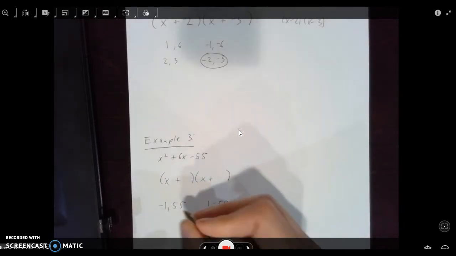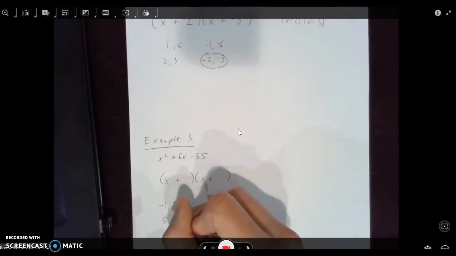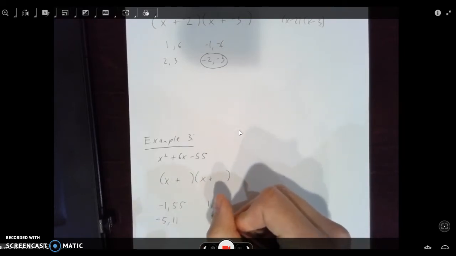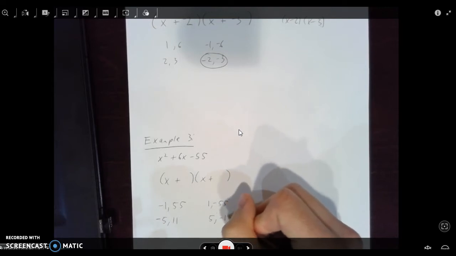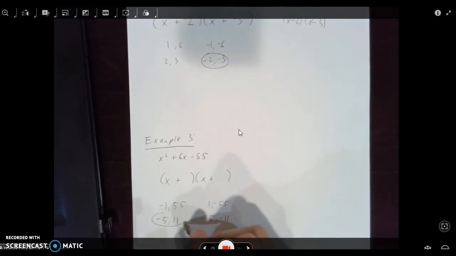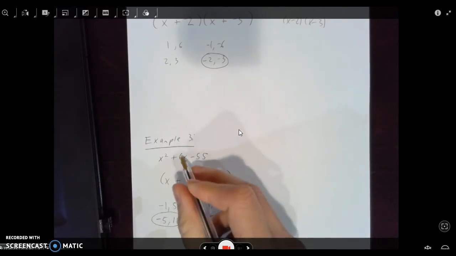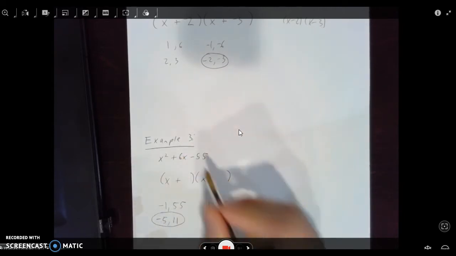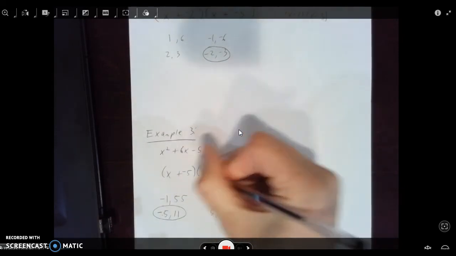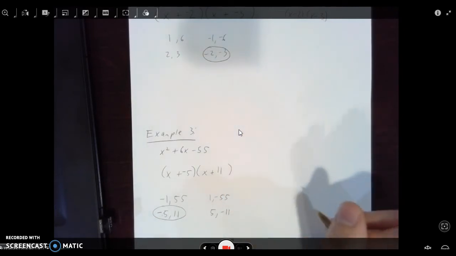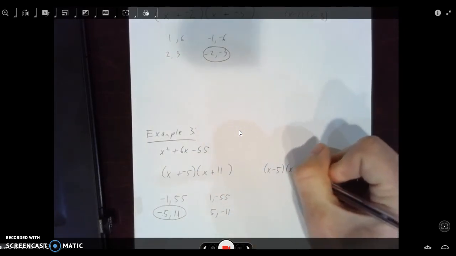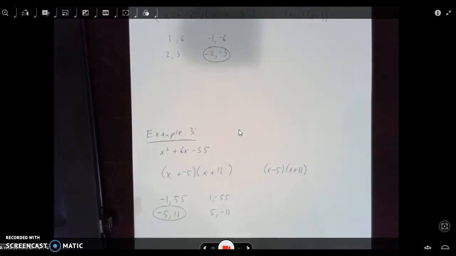55 is divisible by 5, however. So 5 and 11. I could have negative 5 and positive 11, or positive 5 and negative 11. And this one actually works. Negative 5 plus 11 is 6. Negative 5 times 11 is negative 55. So our factoring is x plus negative 5, x plus 11. Which again, I would probably write x minus 5, x plus 11.